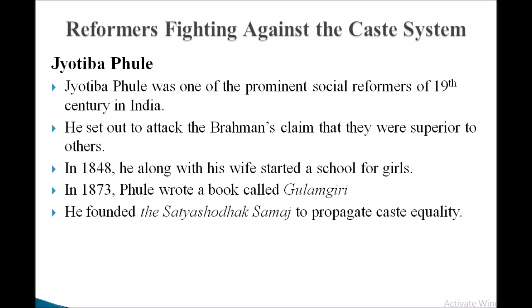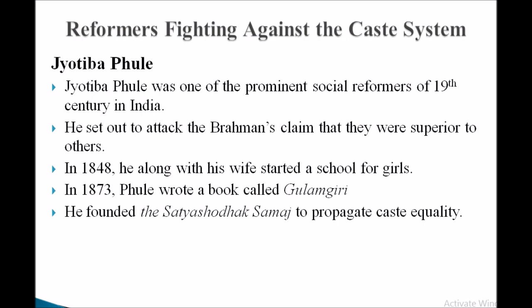He campaigned against the authoritarianism of the upper caste people. He urged the people of the lower caste to defy the restrictions imposed upon them. In 1873, Jyotiba Phule wrote a book called Gulamgiri. In this book, he criticized the various forms of inequalities that existed in our society.